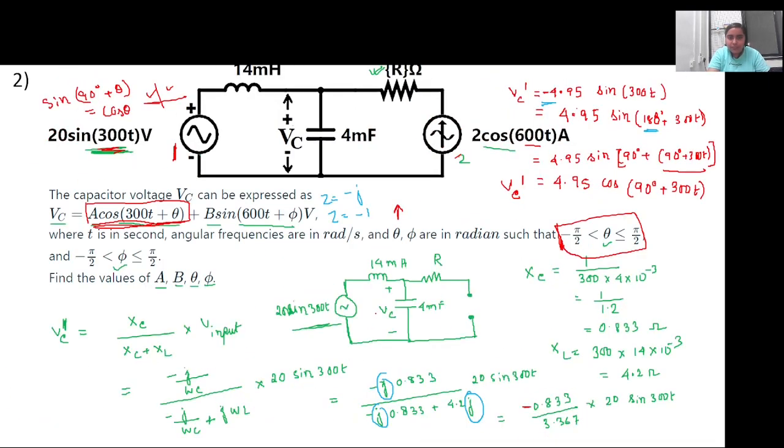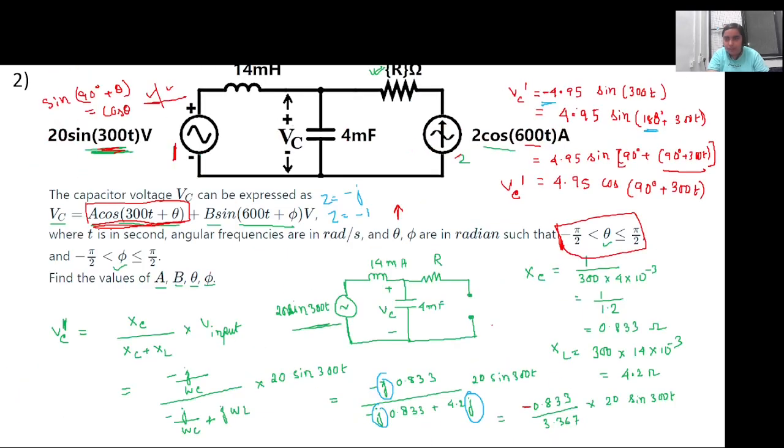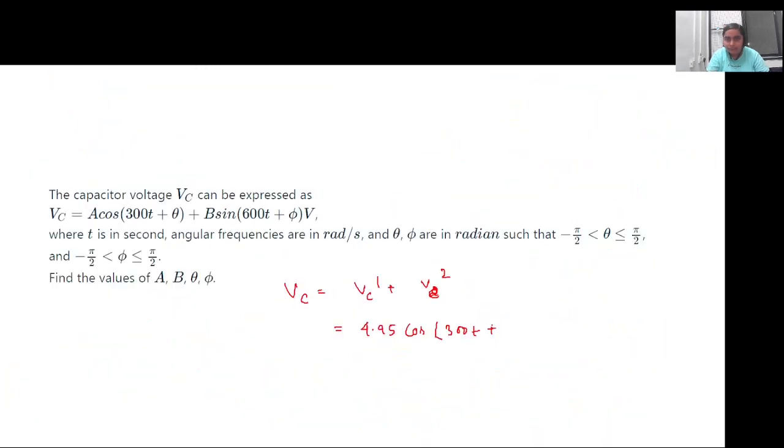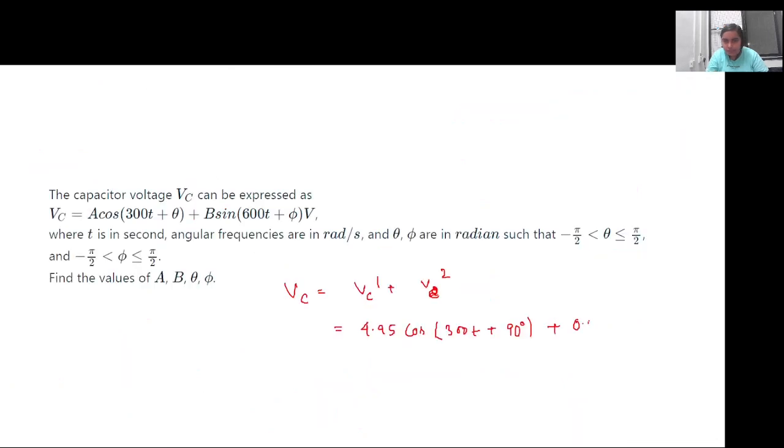So VC1 we calculated to be 4.95 cos of 300t plus 90, and VC2 we have calculated 0.866 sine of 600t. We can write it as plus 0, right?